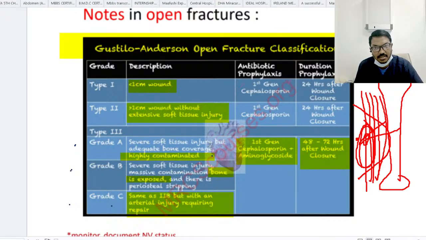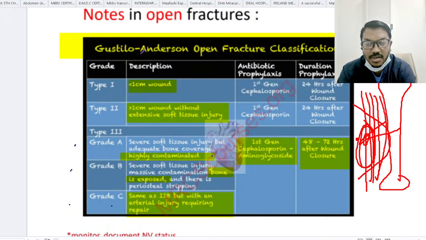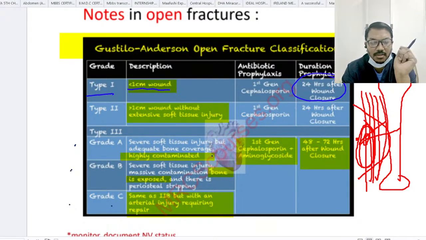Gustilo-Anderson open fracture classification. It has type 1 to 3. Type 1, it is open fracture when disruption is less than 1 centimeter, then it is called type 1. If it is type 1, within 24 hours we can do the wound closure. I mean, we can repair. We can do the primary closure within 24 hours.